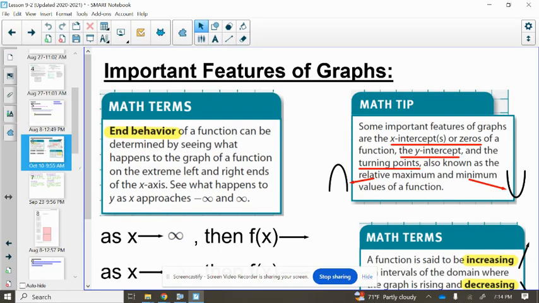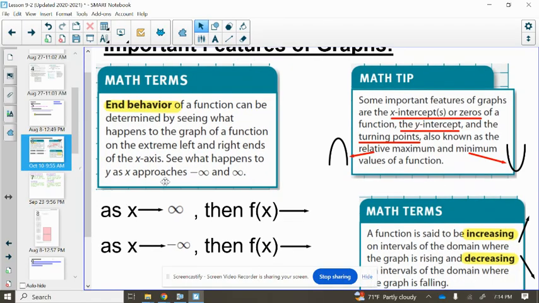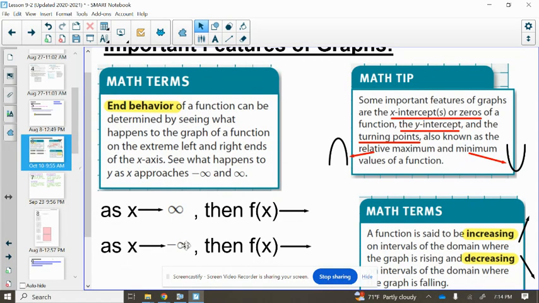Now, before we get started talking about the graph features, let's talk about a couple of important vocabulary terms. First and foremost, we have the end behavior, and that's what's happening with our graphs as our x values are getting bigger, going towards positive infinity, as well as our x values as they are going towards negative infinity and getting smaller. What is happening there? What's going on with our y values? Are they going towards positive infinity, negative infinity, going towards a value? You will see a lot of that today.